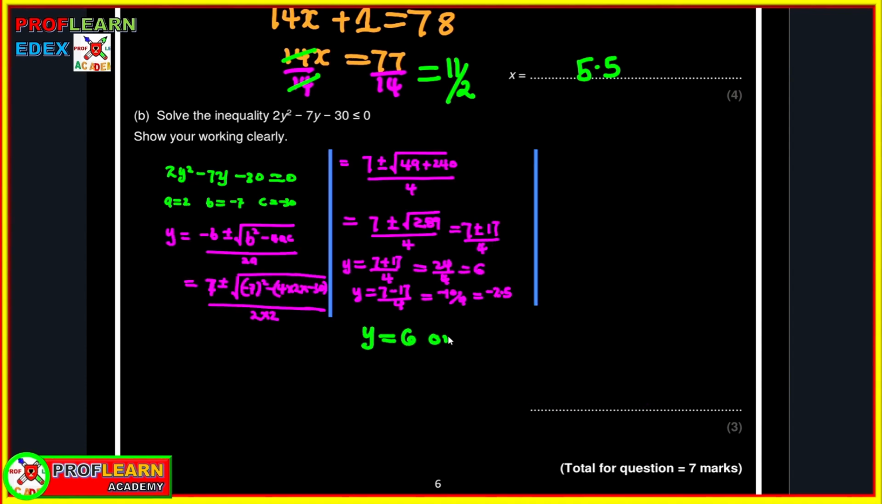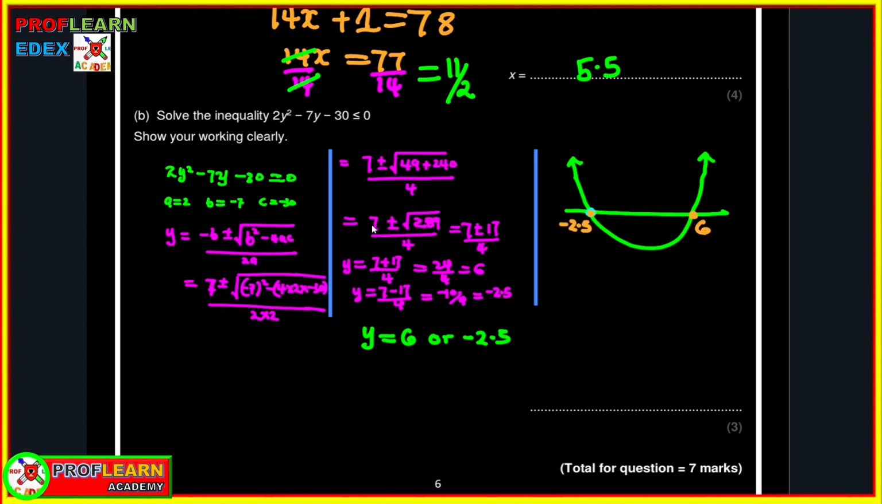Okay, now once we have gotten these two values, we're going to sketch that graph, just a sketch of that. Since the quadratic that we were given has a positive coefficient on y squared, it means it's going to open upward. And then we're going to identify this point is -2.5, and the other one is actually 6. But we are told less than 0.